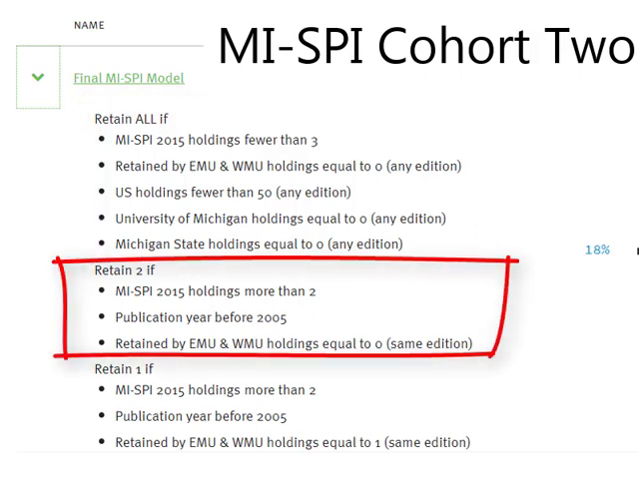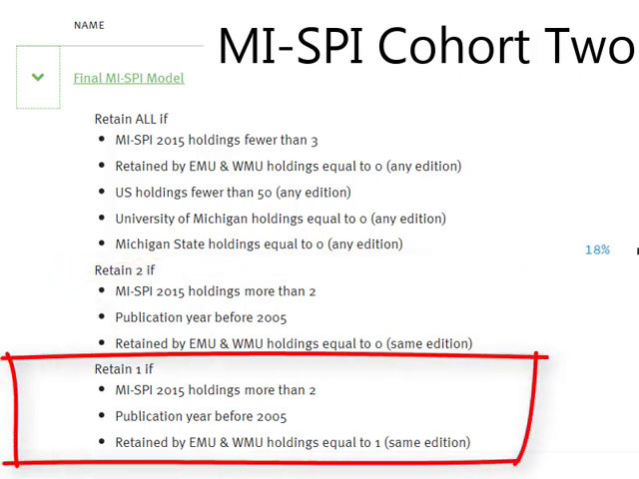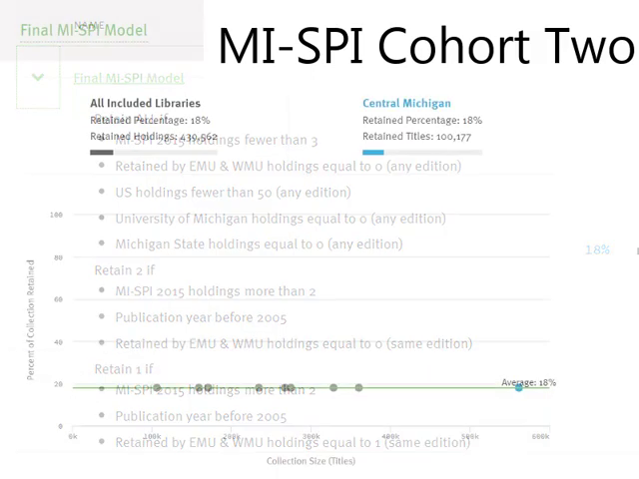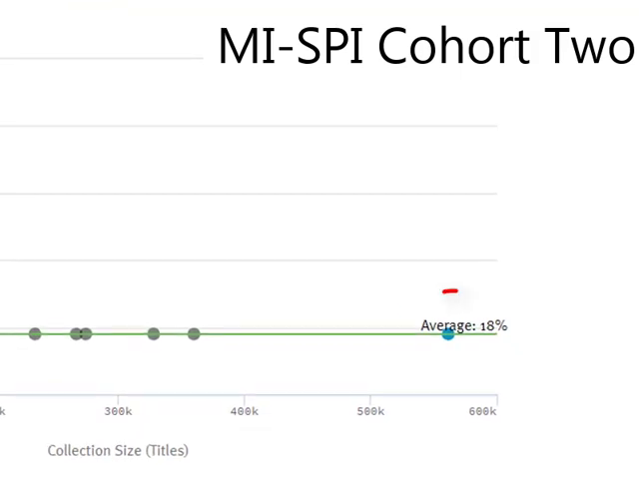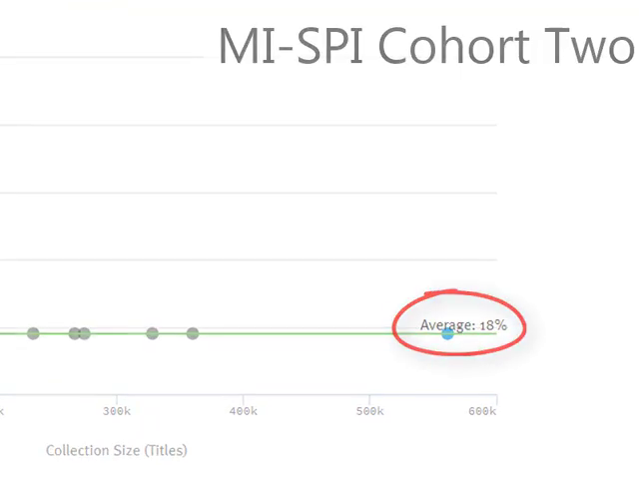Their second rule says to retain 2 copies of all titles that are held by more than 2 group participants, that are not retained by EMU or WMU, and that were published before 2005. Their third rule says to retain just 1 copy of titles held by more than 2 group participants that are being retained by either EMU or WMU and that were published before 2005. This model required that each of the 9 MI-SPI libraries retain about 18% of their print books.